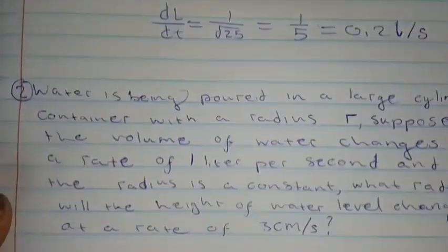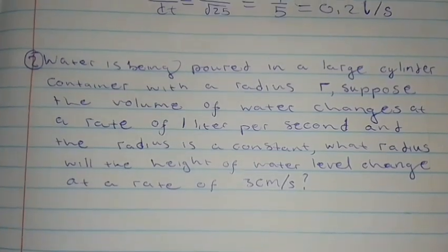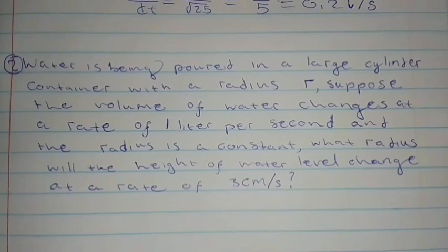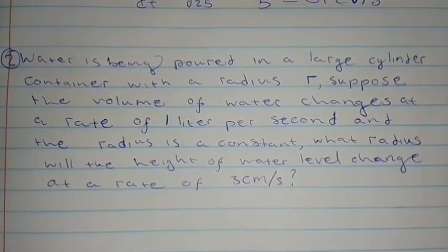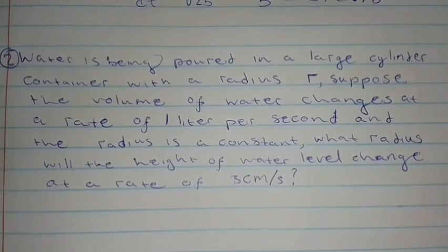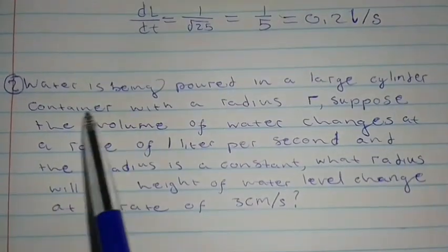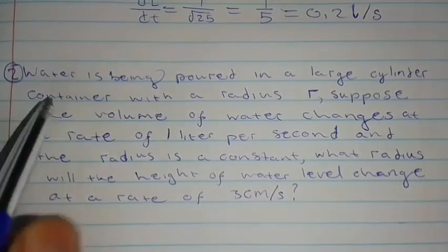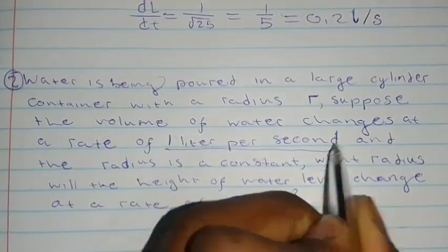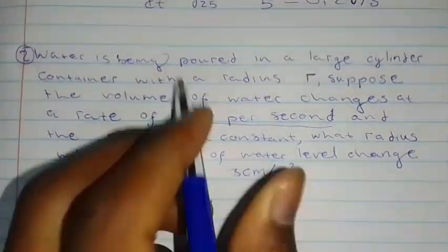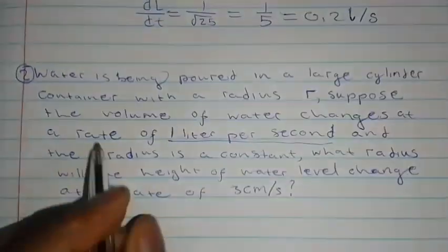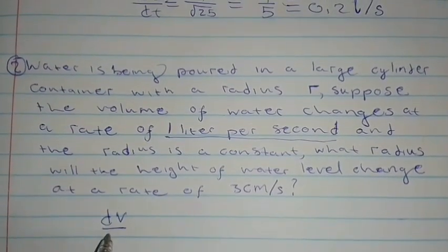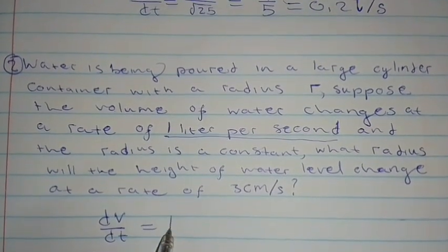Now the next question, I'm just gonna do this one, which is similar to the first problem. But now you can just pause the video and see if you can be able to solve it. Now water is being poured on a large cylinder container with a radius r. Suppose the volume of the water changes at a rate of 1 liter per second. Now you write that down. The volume of water changes at a rate of 1 liter per second. So that means you have dv over dt equals 1.